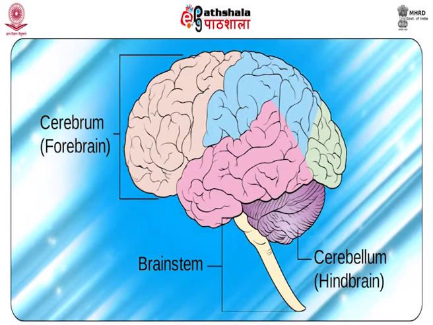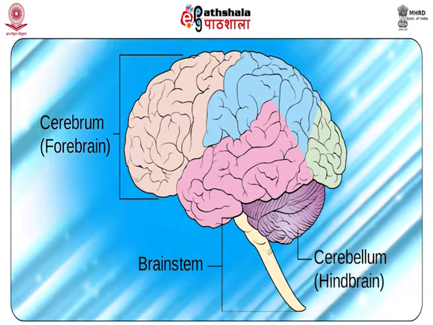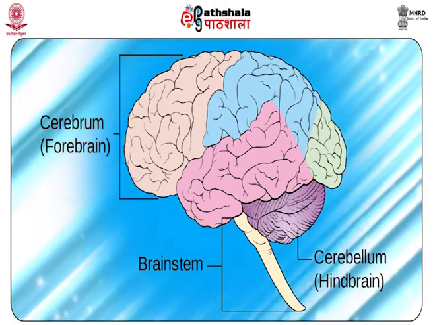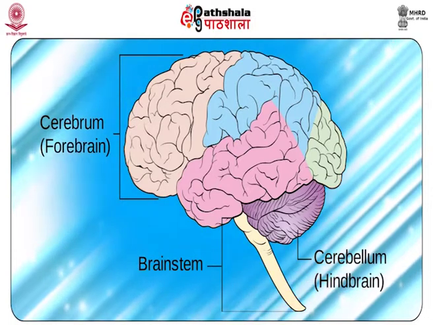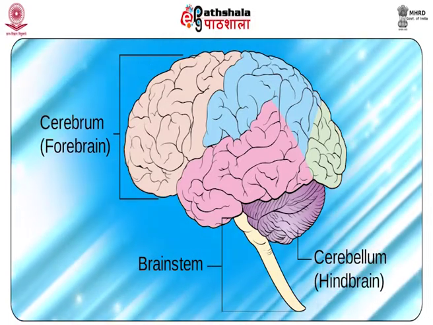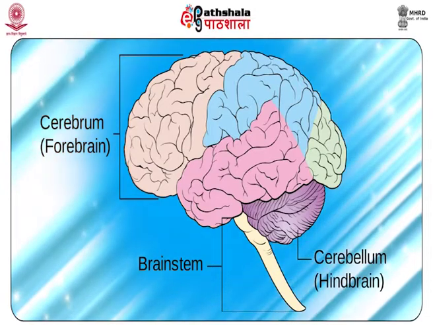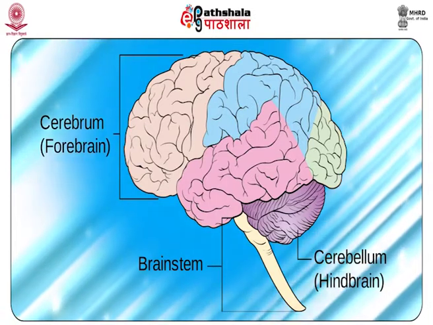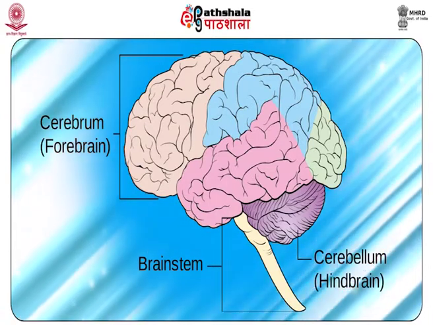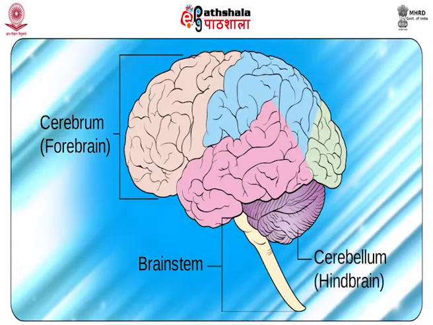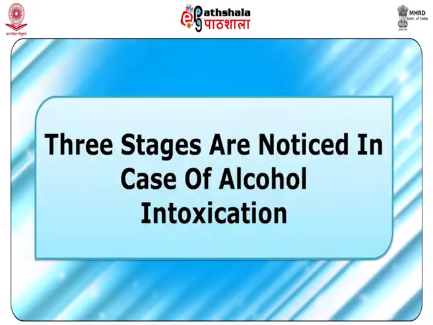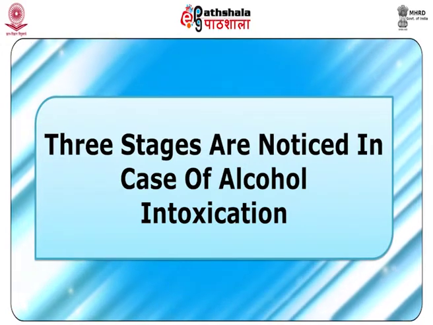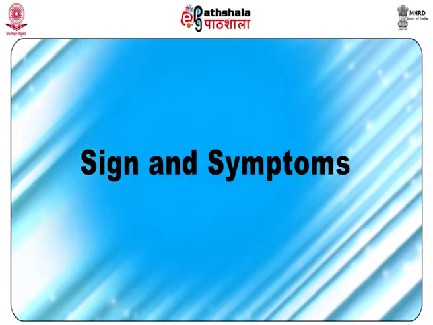The forebrain is the area which is prone to the action of alcohol. But as soon as the level of alcohol in blood rises, other parts of the brain also get affected. However, the part of the brain that is most resistant to the effect of alcohol is the medulla. It is the last to fail and regulates the vital functions of the body like heart function, respiration, etc. Generally, the following three stages are noticed in case of alcohol intoxication, signs and symptoms.